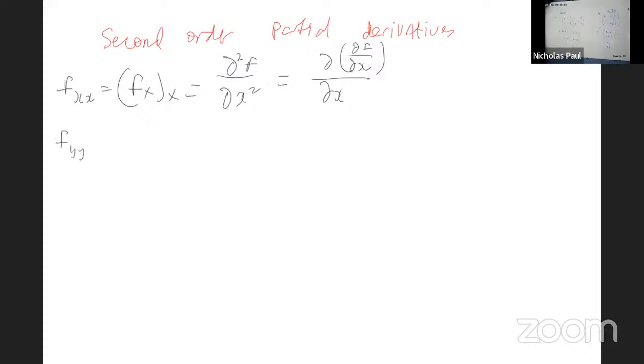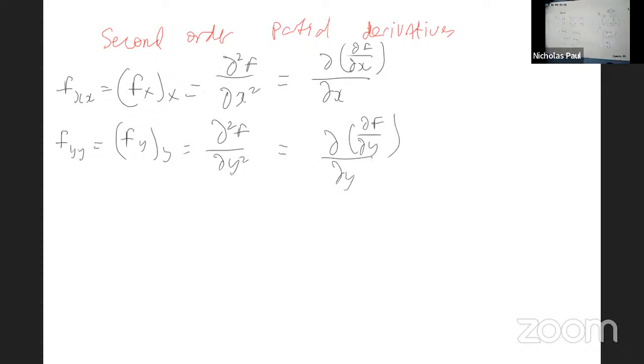If we have fyy, same principle. f subscript yy, or the partial squared f with respect to y squared. Either one of the ways could work.